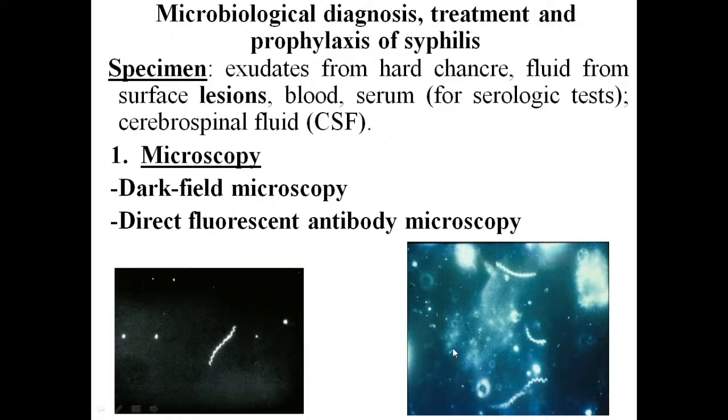And another one is direct fluorescence antibody microscopy. We use antibodies that are labeled with fluorescence dyes. They are bound to bacteria. They cover all the surface of Treponema, and we can see the brightening of Treponema in the background.